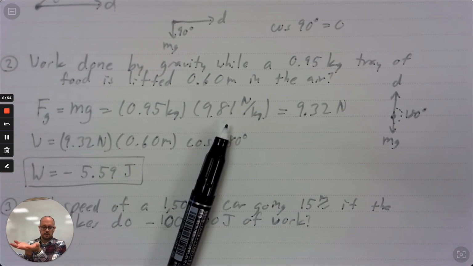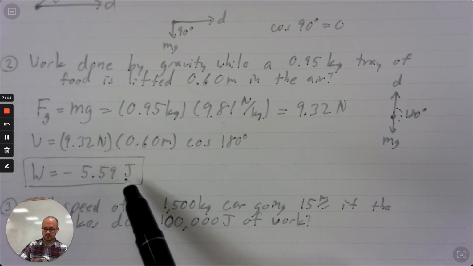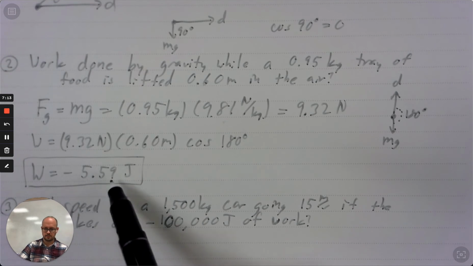If you lift something with your hand, you're pushing up on it. Whatever you want to call that force, you can call it a normal force, an applied force. You're pushing in the same direction that the object is moving. So you're doing positive work. That positive work in this situation has to be equal to positive 5.59 joules.